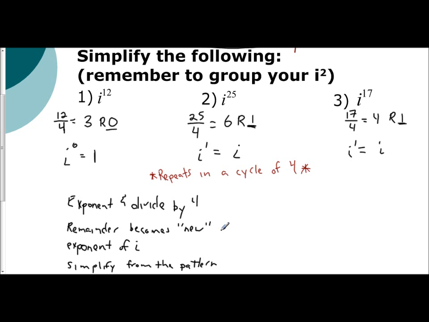So that is the gist of how to simplify powers of i. Take the exponent, divide by 4. Look at your remainder. That remainder becomes the new exponent of your i, and then you simplify based off of the pattern.